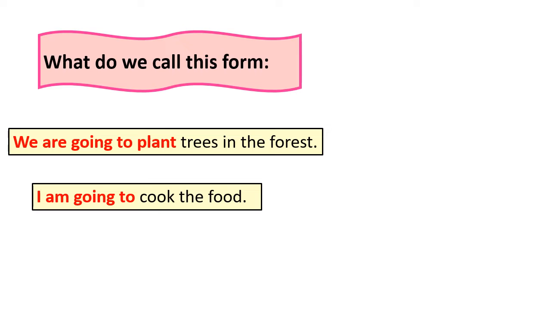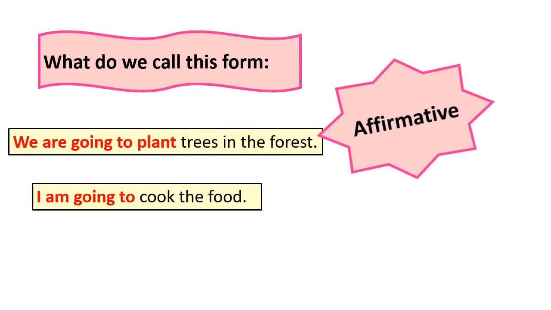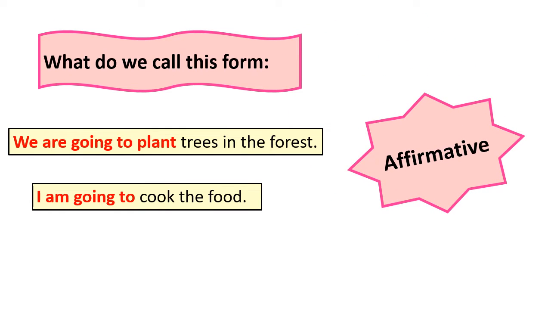Okay, so what do we call this? We are going to plant trees in the forest. I'm going to cook the food. I'm going to play tennis. I'm going to play football. All of these talk about the future, and they are affirmative. What's affirmative? It's positive. We are going to. I'm going to. She is going to. He is going to.